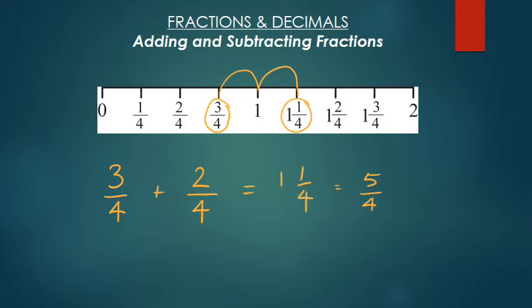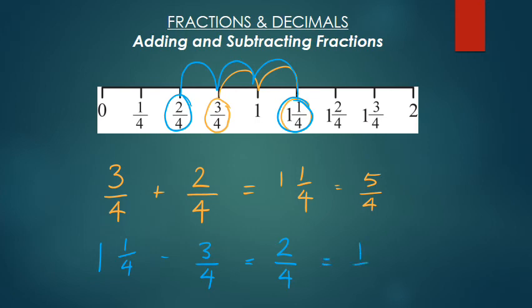Let's try a subtraction example. Let's say we have 1 and 1/4, and we're going to take away 3/4. So this time we're going to start at 1 and 1/4, and we're going to move 3/4 to the left. 1, 2, 3, which leaves us at 2/4, which is also the same as saying 1/2.